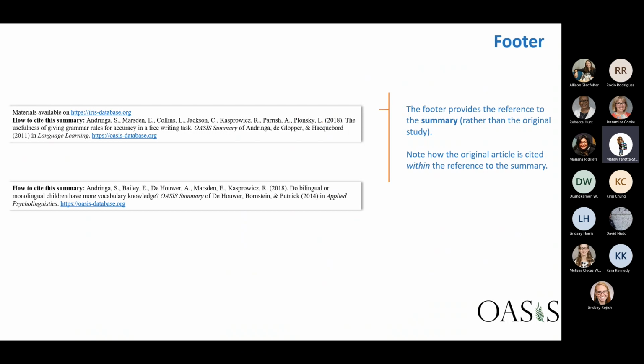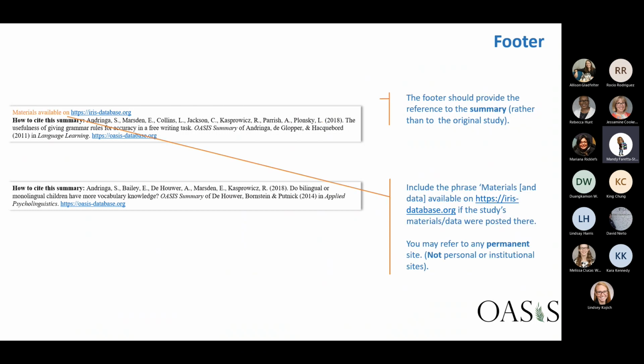The footer is going to provide the reference to the summary rather than the original article, because remember, this is something that can be cited. And you can see that a reference to the original article is cited within this summary. So instead of the entire title, you're going to have author last names, year, and then the journal that it was presented in.